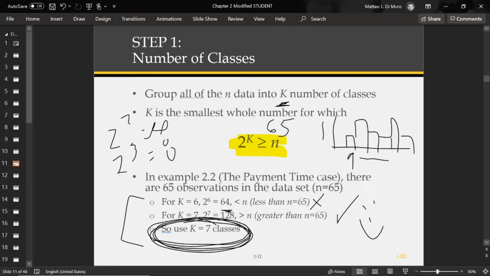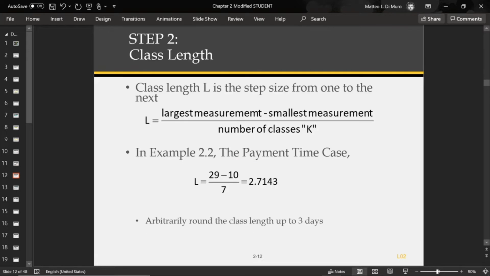Now, just to be super clear, you must use this formula. Okay? You will have a formula sheet in this class, and I do have some of these formulas on there. That's the formula you've got to use. So that's step 1. Number of classes, done.